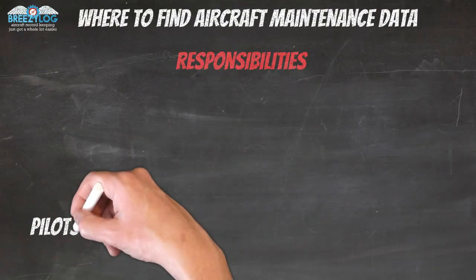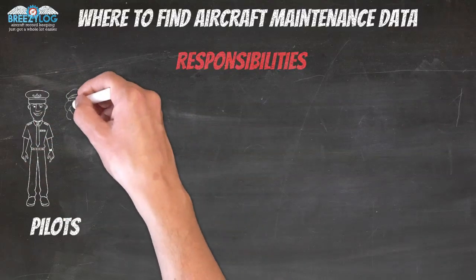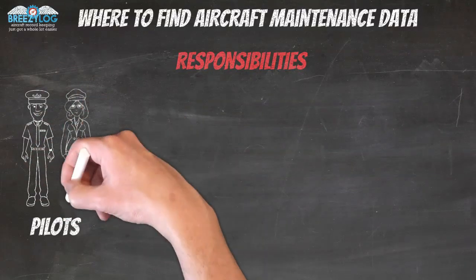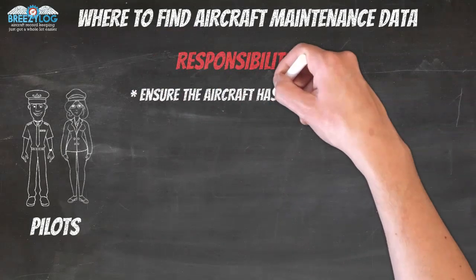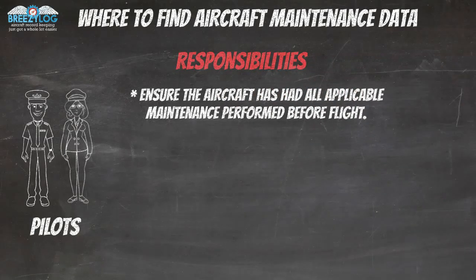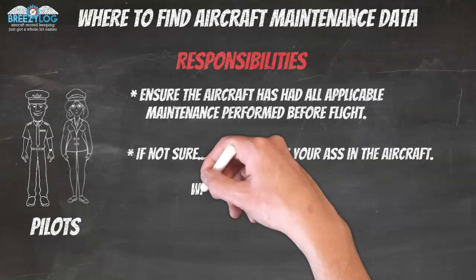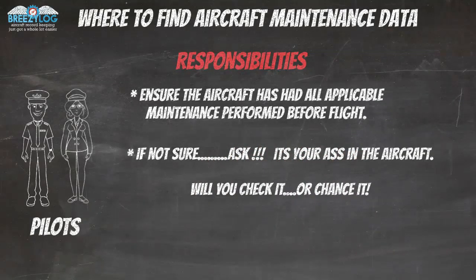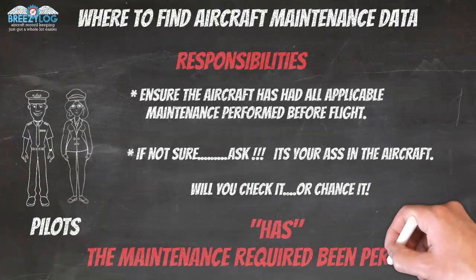Pilots have a responsibility to ensure the aircraft they are about to fly is airworthy. This can be checked by analyzing all three parts of the maintenance release. It is not mandatory for recreational aircraft to have a maintenance release, so if you are renting an aircraft from a flight school, ask your instructor to show you that all required maintenance is up to date. It is your ass in the aircraft, so don't take chances. Make sure all required maintenance has been carried out.